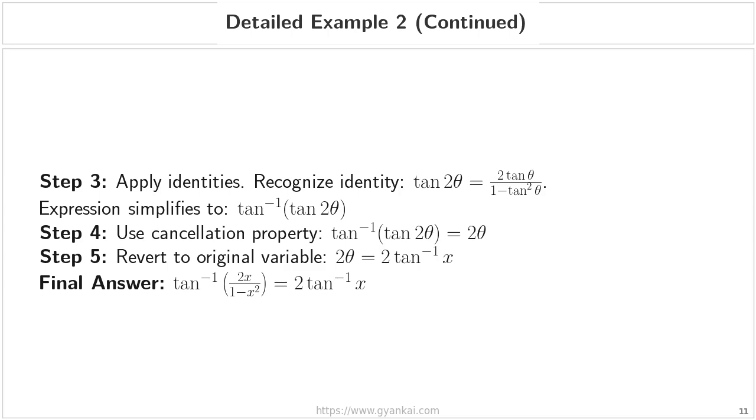To conclude this example, the final simplified answer is that the inverse tangent of 2x divided by the quantity of 1 minus x squared is equal to 2 times the inverse tangent of x. While this process seems straightforward, it is crucial to be mindful of the constraints under which these simplifications are valid. In the next slide, we will discuss some common mistakes to avoid, particularly regarding the domain and principal value branches.